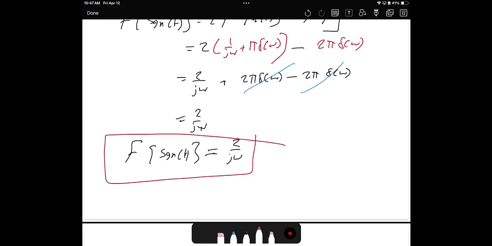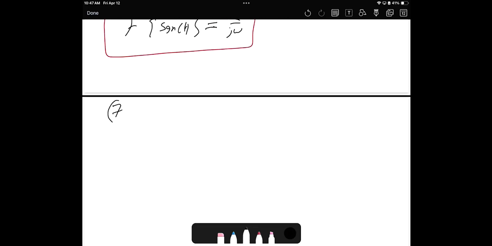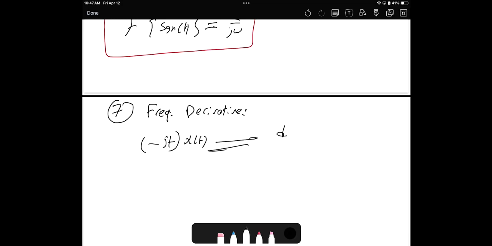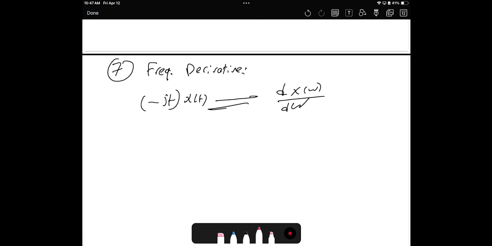Now property number 7, which is the frequency derivative. Whenever you have negative j t x of t, this yields dX of omega over d omega. So there's a duality principle. We call them the time derivative and the frequency derivative. Duality: time derivative is frequency derivative.